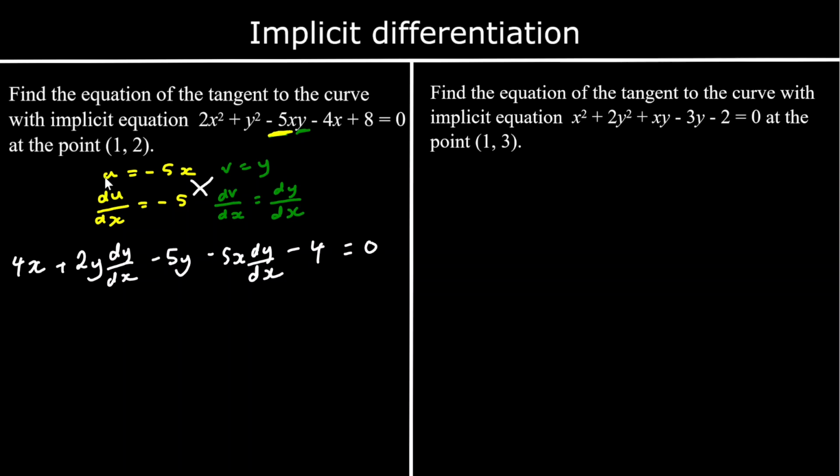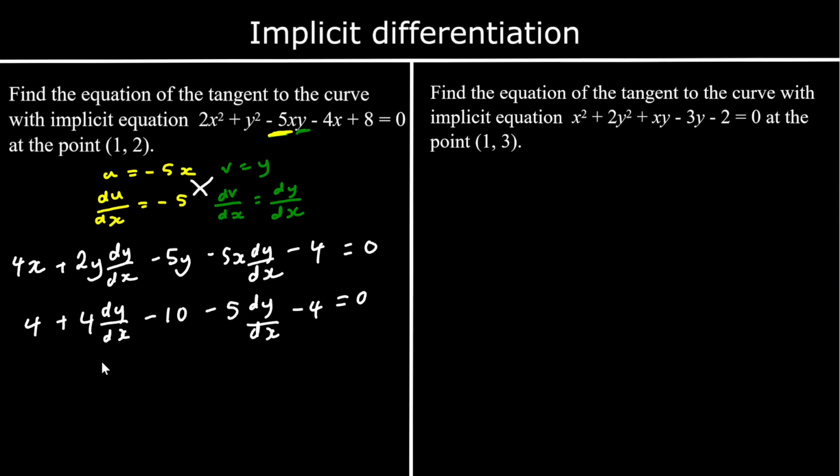So at the point (1, 2), x is 1, y is 2. I can just substitute this in. I could also rearrange it to make dy/dx the subject, but it might be easier to just go straight to the substitution. So 4 ones are 4. Two 2's are also 4. So 4 dy/dx. Negative 5y will be negative 10. Negative 5x is negative 5. And negative 5 dy/dx minus 4 equals 0.